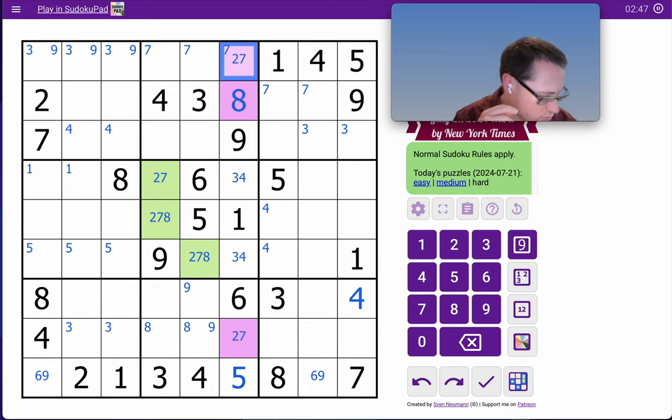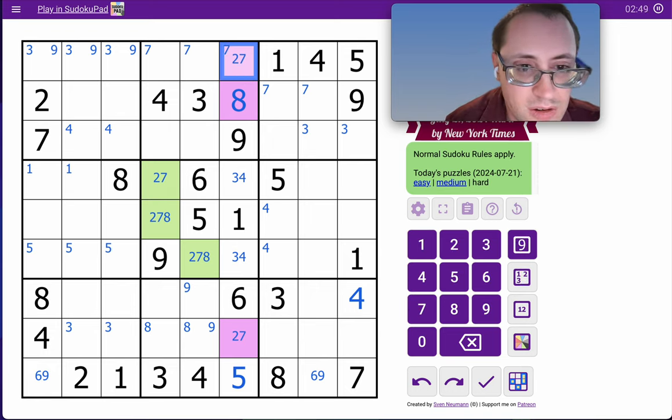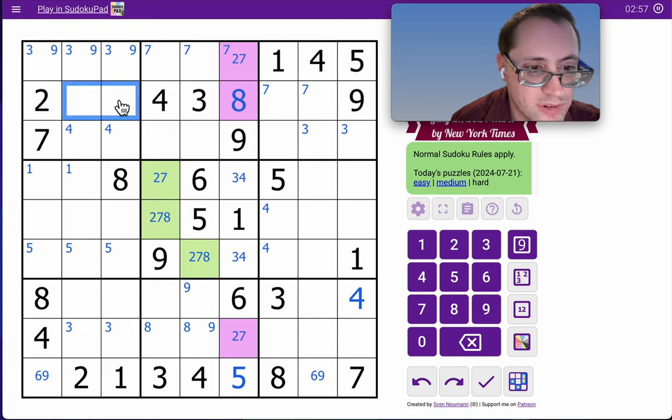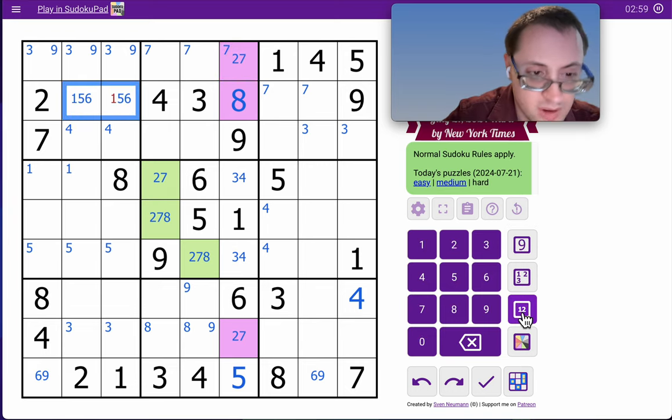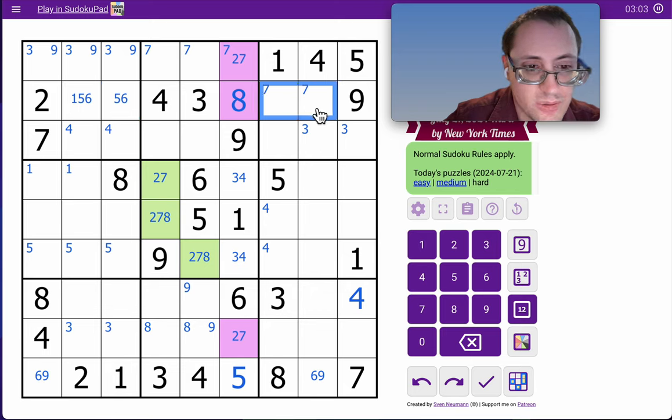I went 3 places for 7 there. See, 2, 3, 4, 8, 9. I need 1, 5, 6, and 7 in row 2. Oh, actually, neither of those are 1 or 5, so this is 6 or 7.